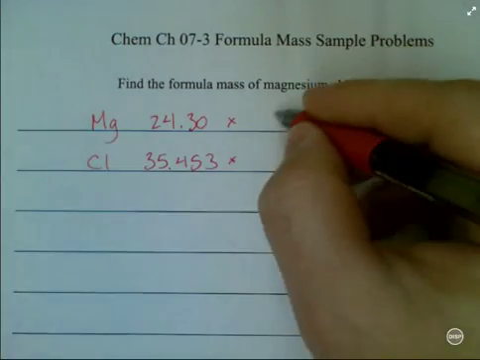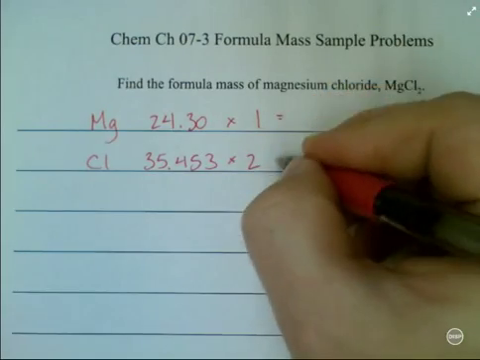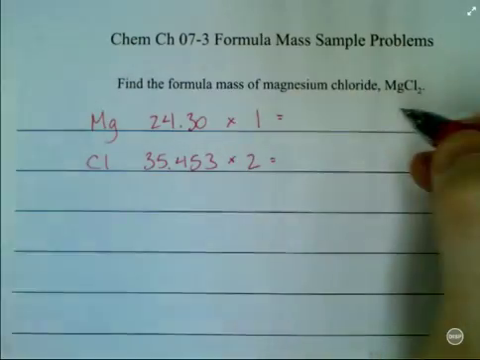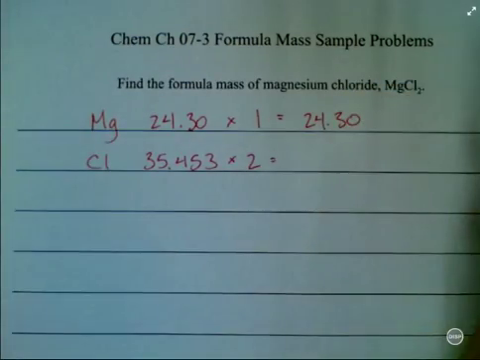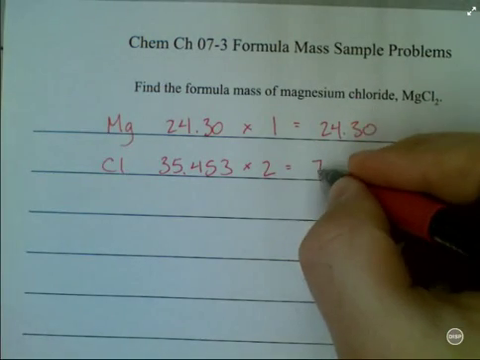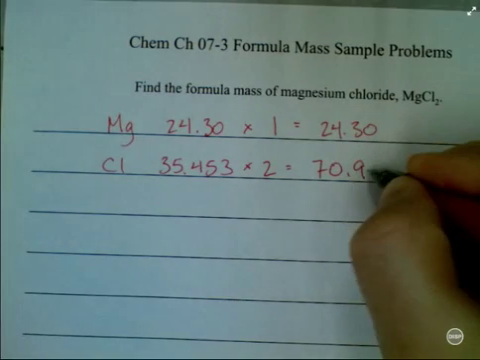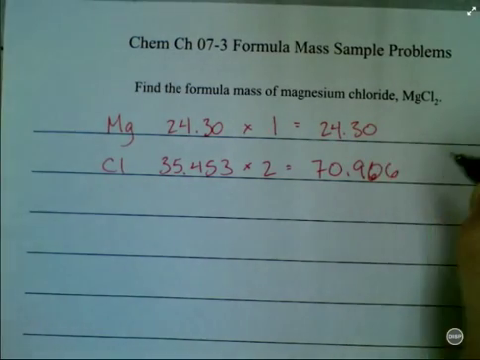Next step, I need to take into consideration how many of each element are present. Look at the formula, you see that there's 1 magnesium and there are 2 chlorines. Next step, multiply these together. So I'll have 24.30, and let's see here, use my calculator for some help. 2 chlorines come in at 70.906.